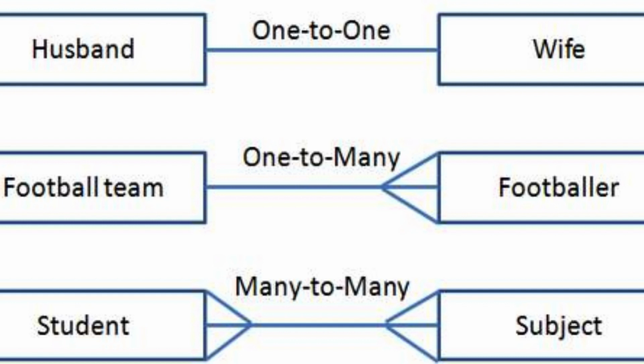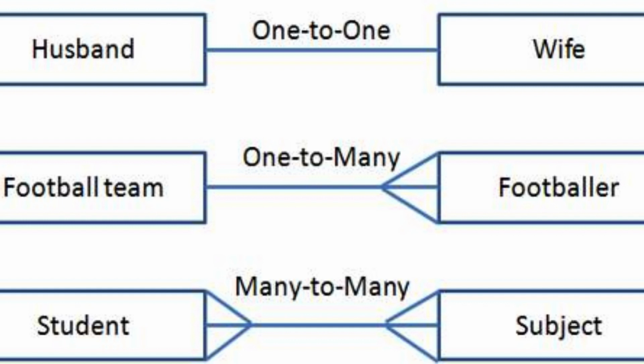Many-to-many. A many-to-many relationship exists between two tables when each record in the first table can be related to one or more records in the second table, and vice versa. For example, a student can study many subjects and a subject can be studied by many students.